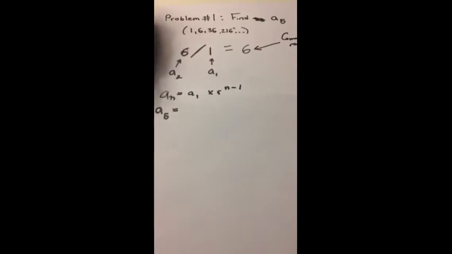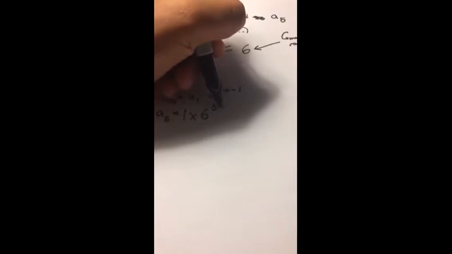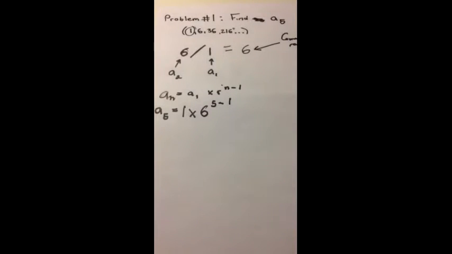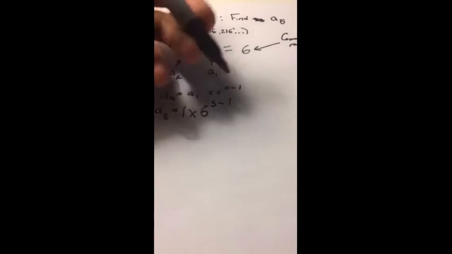So we want to find a sub 5. So substitute a sub n with a sub 5. And a sub 1 is already given to us. It's 1 times r, our common ratio, which is 6, to the n, which is 5, minus 1.